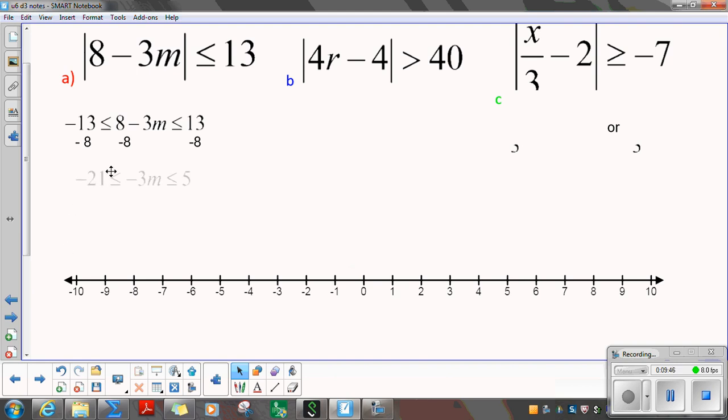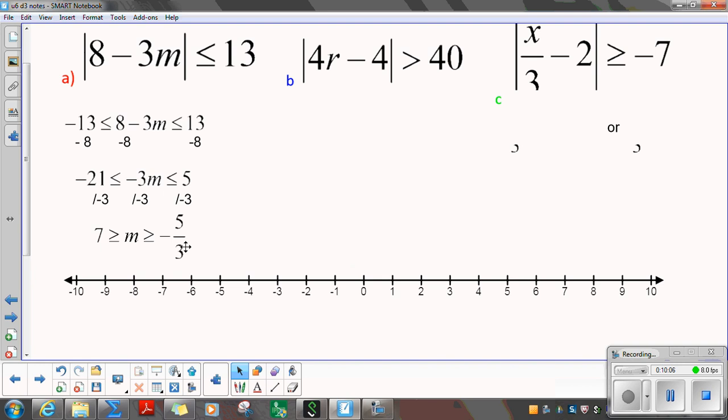So now you have negative 21 is supposed to be less than or equal to negative 3m, which is less than or equal to 5. I divide everything by 3. Remember, when you're dividing by a negative number, you have to flip your sign. So it becomes 7 is greater than or equal to m, which is greater than or equal to negative 5/3.